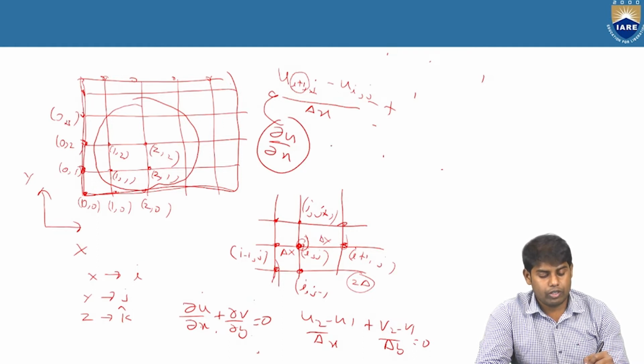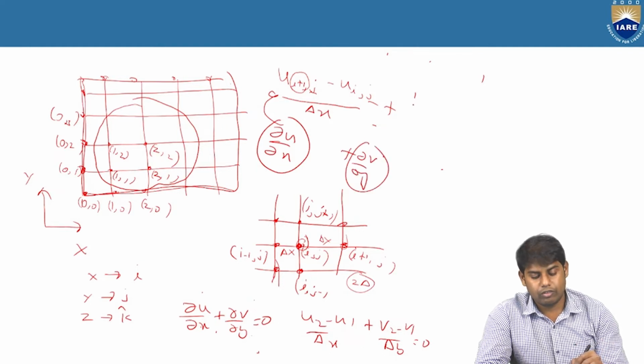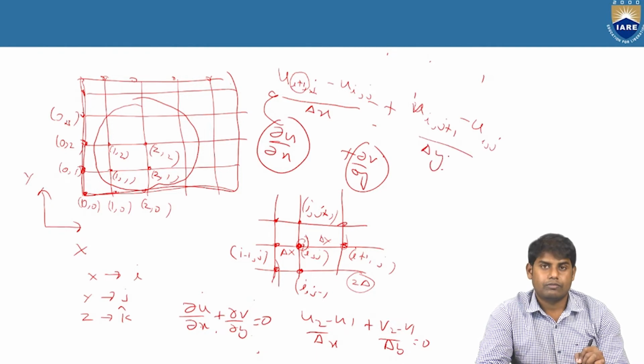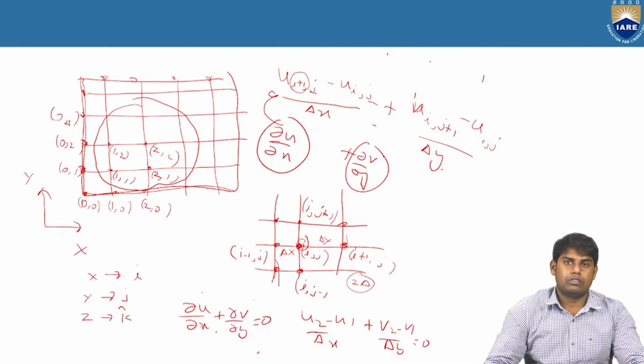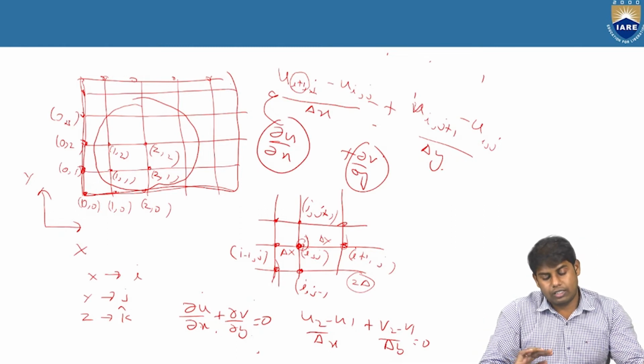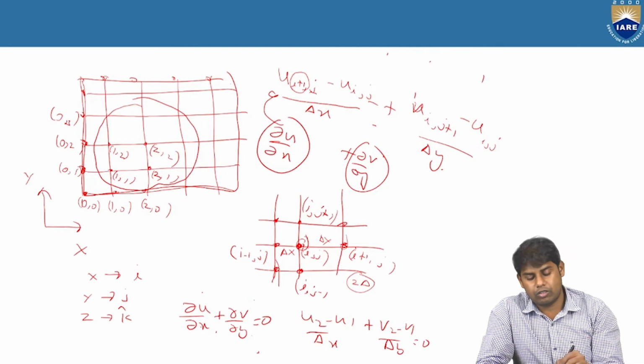Okay. So when you go for dv/dy, what happens? You can take it as u, because of the index notation, so (u(i, j+1) - u(i, j))/delta y. So this is what we have. These are the terminologies which we use, equal to 0.